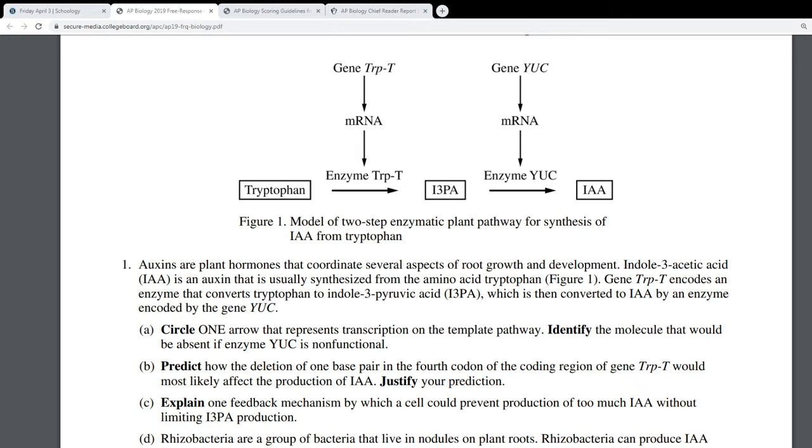Now, how would you justify that? How could you explain why we're going to be getting less IAA? And I know that most of you who are watching right now aren't actively doing this, but please try to think about it because the next step will make it more clear. Keep your prediction in mind. We're going to move on to C.